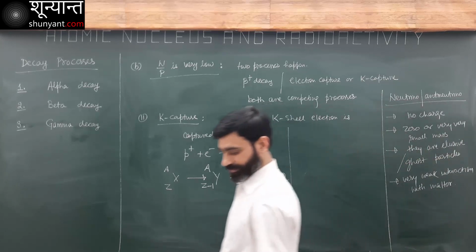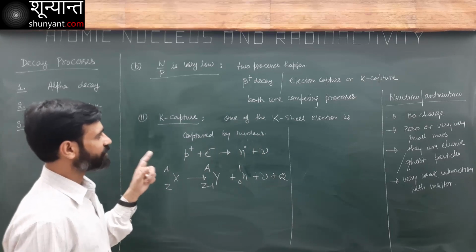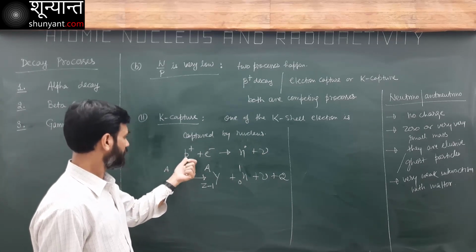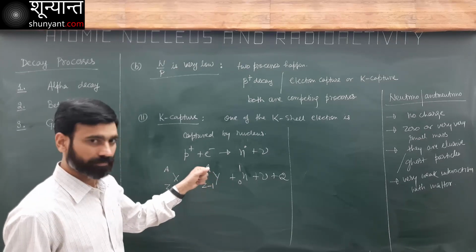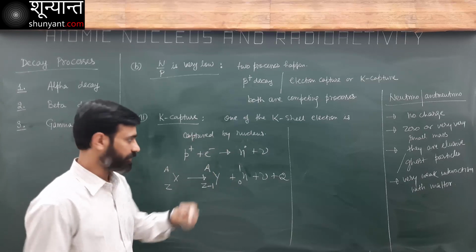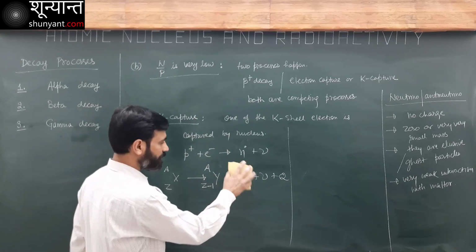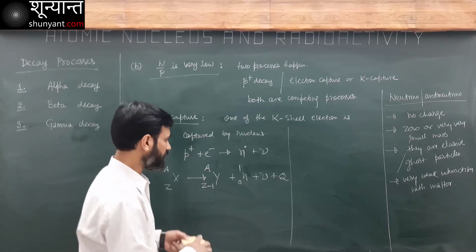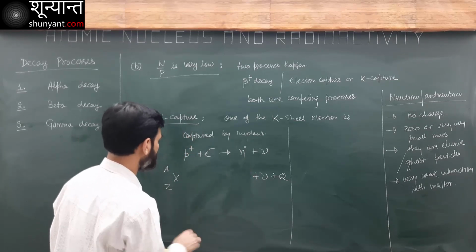Okay. A vacancy is created when a K shell electron is... okay, I think this is not how it is. I think I need some correction. Why? Because this neutron is not coming out. It appears as if the neutron is ejected, but the neutron is not coming out. The neutron remains in the nucleus. So this is not correct. The neutron is not emitted.